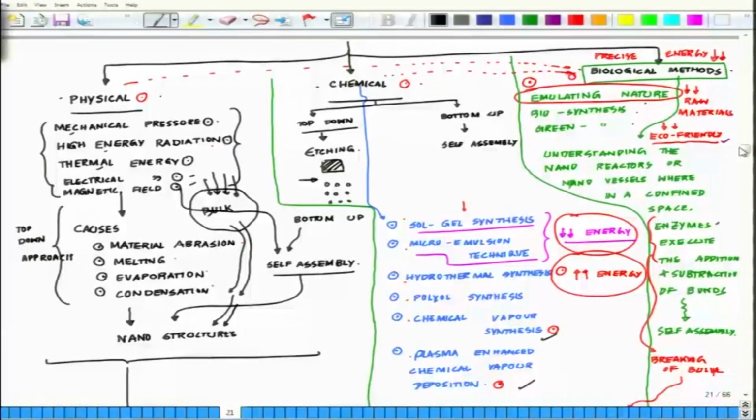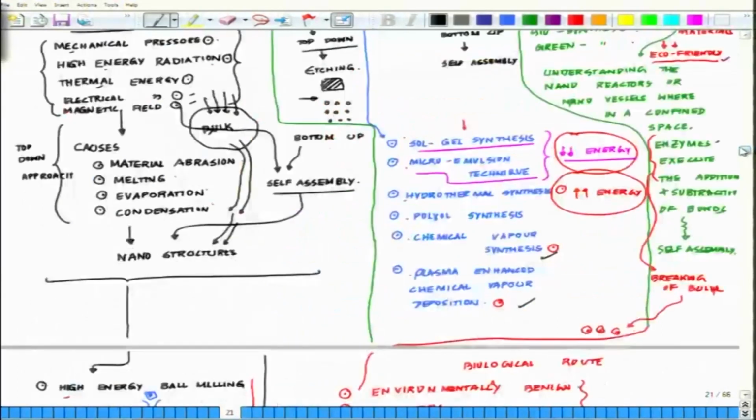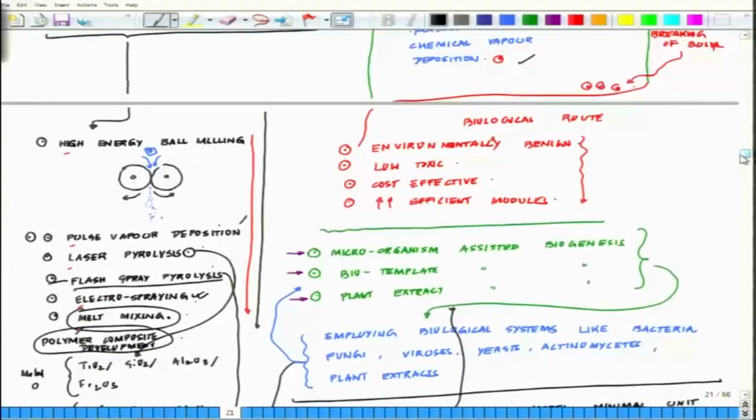Physical, we have talked about all the techniques: high energy ball milling, pulse vapor deposition, laser pyrolysis, flash spray pyrolysis, electrospraying, melt mixing and polymer composite development. Whereas in the chemical section, we talked about sol gel synthesis, microemulsion technique, hydrothermal synthesis, polyol synthesis using polyethylene glycol, chemical vapor synthesis, plasma enhanced chemical vapor deposition. And now in the biological segment, we talked about microorganism assisted biogenesis, biotemplate assisted biogenesis and plant extract assisted biogenesis.